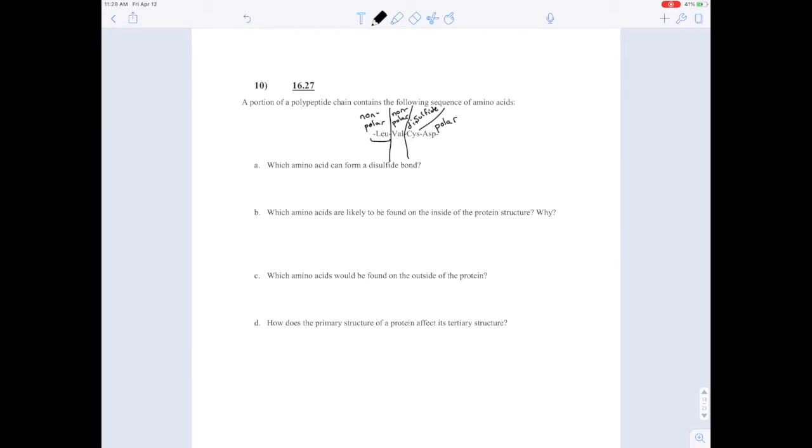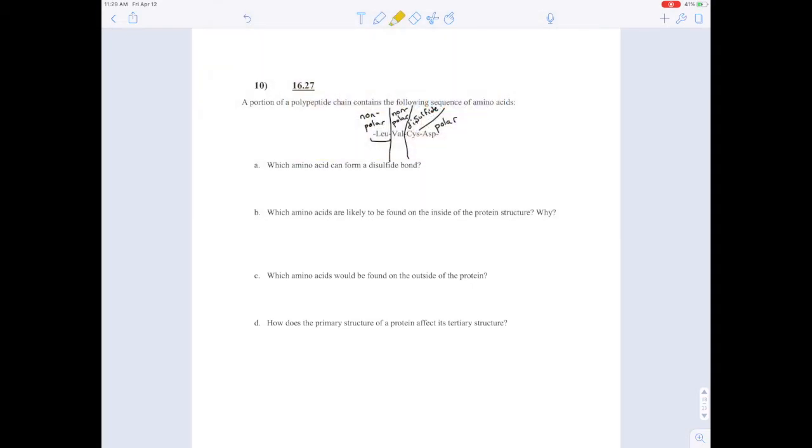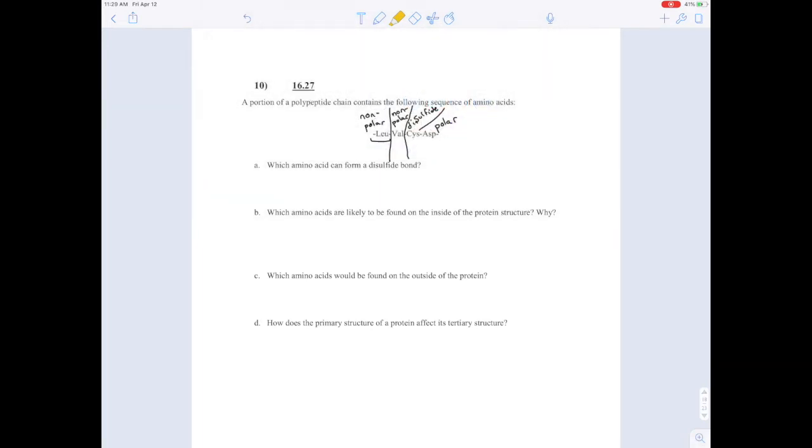So part A asks you which amino acid can form a disulfide bond. Well, that is clearly cysteine. So you'd have cysteine here. That's what we want to know. When you see cysteine, immediately you'd associate that with the ability to form those really strong disulfide bonds. So you'd say cysteine.